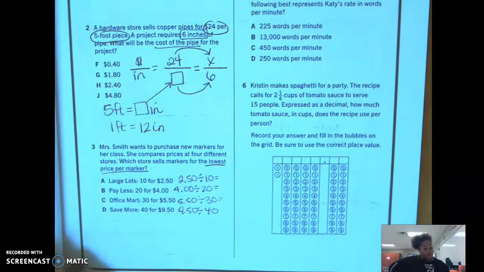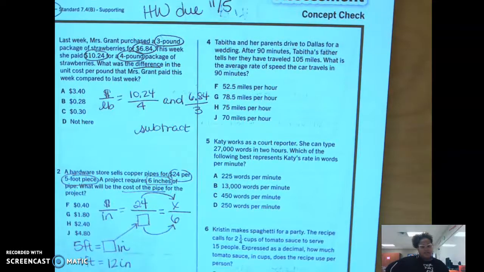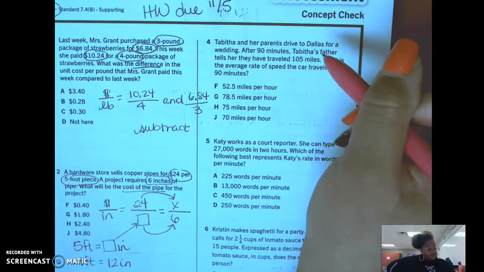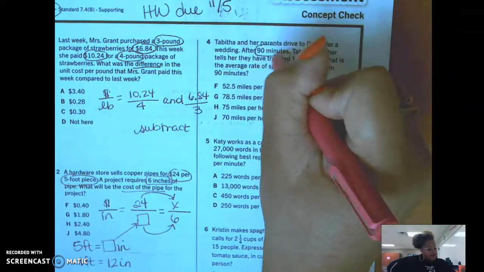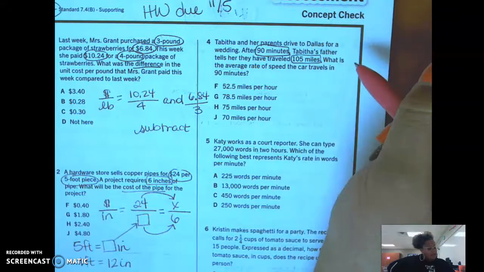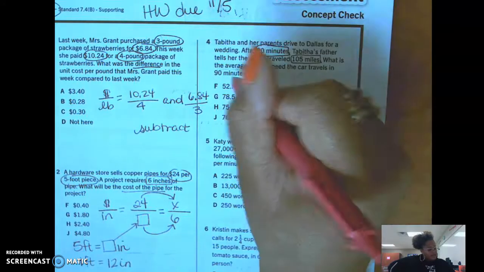Okay. Next question. Tabitha and her parents drive to Dallas for a wedding. After 90 minutes, Tabitha's father tells her they have traveled 105 miles. 90 minutes, 105 miles. What is the average rate of speed the car travels in 90 minutes?